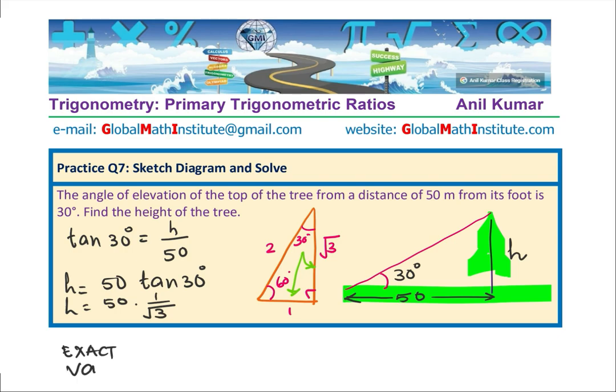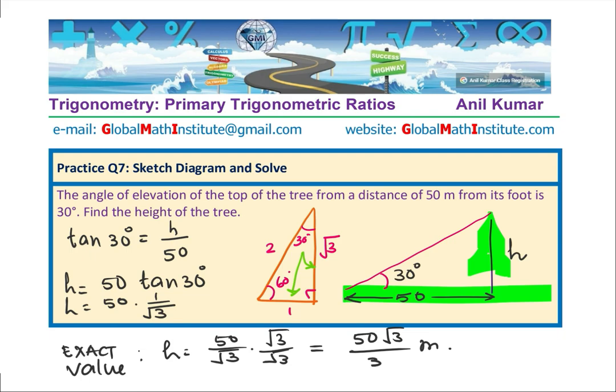Exact value. So height is 50 over square root 3. Now, some of you may even go a step ahead to rationalize it, right? And write this as 50 square root 3 over 3, correct? So that becomes the height in meters. So it all depends on at which level you're working, right? Any of these could be the right answer.